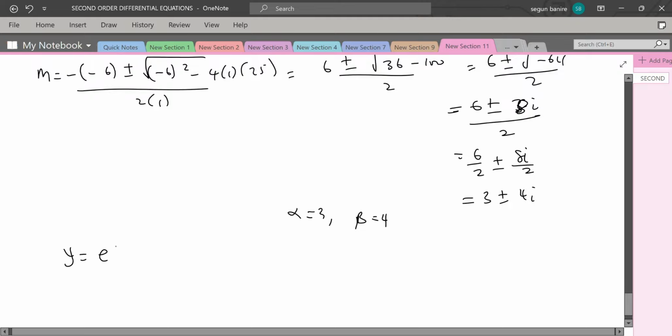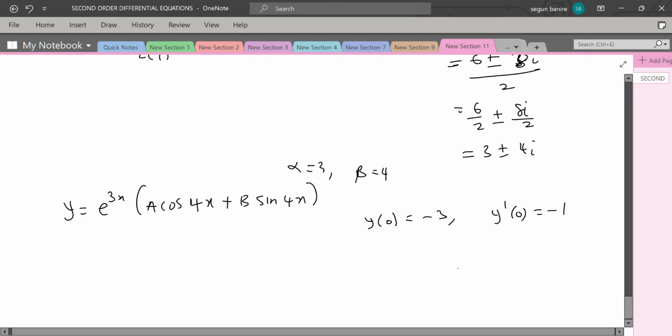So moving on, let's put that into our formula. We have exponential 3x into a cos 4x plus b sine 4x. Okay, so that is the general solution. So we're given that y at 0 is minus 3 and y prime at 0 is minus 1. So how do you use this? For the first one, it means at x equals 0, your y is minus 3.